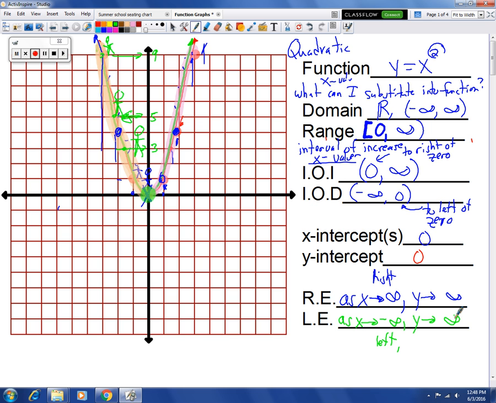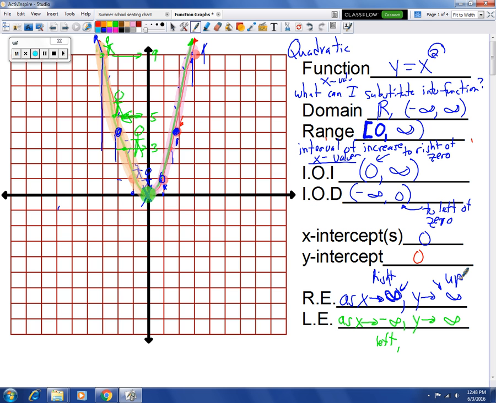Okay, so try to understand. I mean, you can understand this. You've got an infinity sign here and here, but they stand for different things. This first infinity right here means we're going right. The second infinity means we're going up. As we go to the right, we're going up.